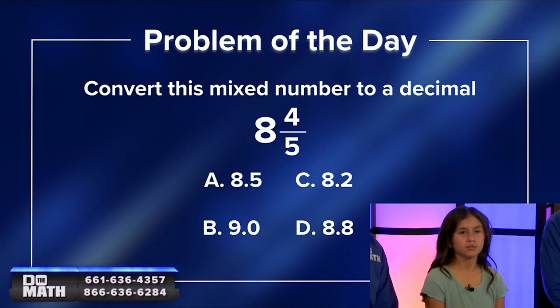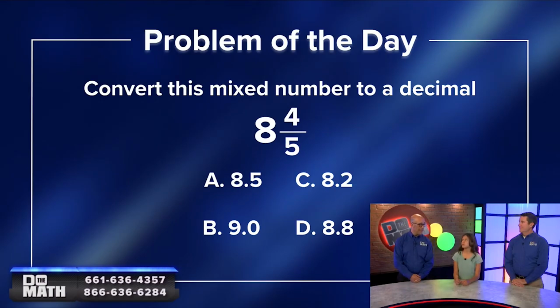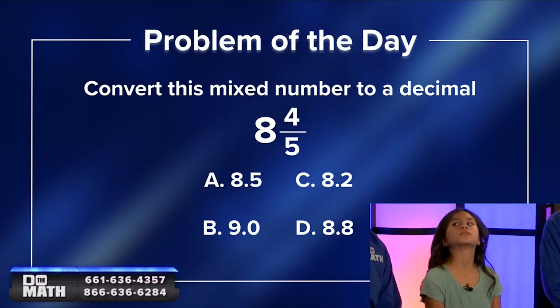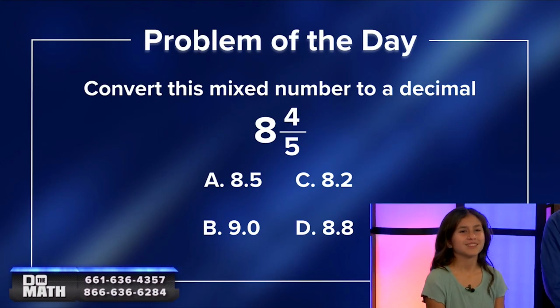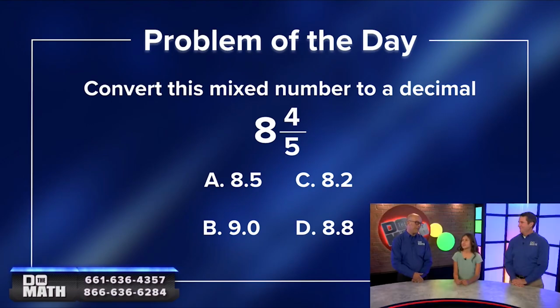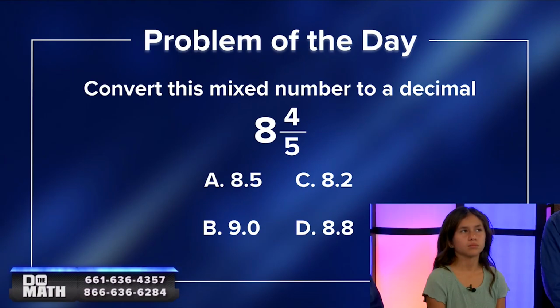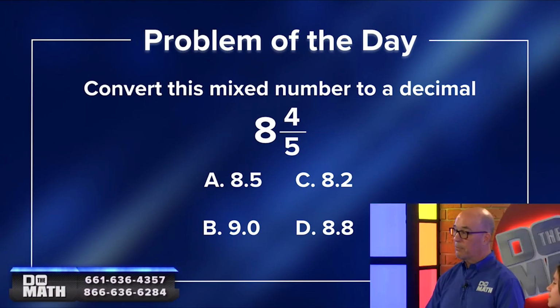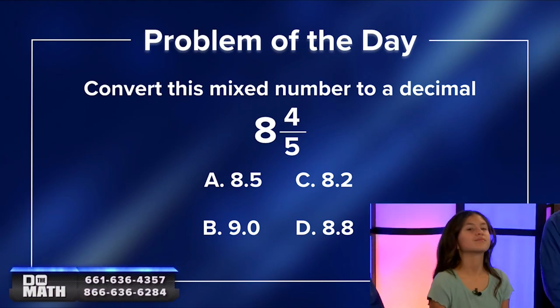Which one do you think it is? 8.8. 8.8? So you're thinking it's D? Yes. 8 and 8/10, which is 8.8. Yes. You're feeling really good about it? Or are you feeling good about it right now? I'm still trying to process it. Okay, well, let's process it for another second, all right?